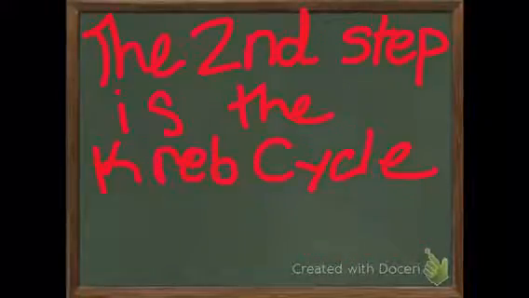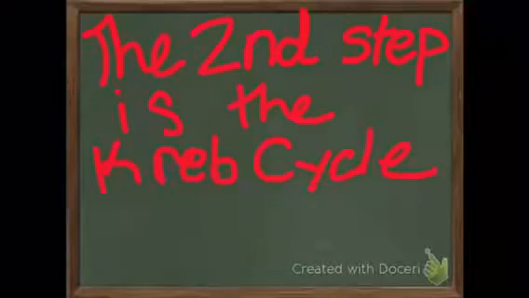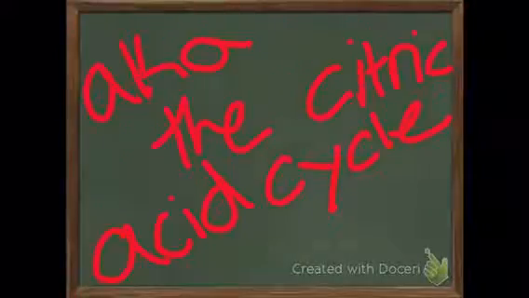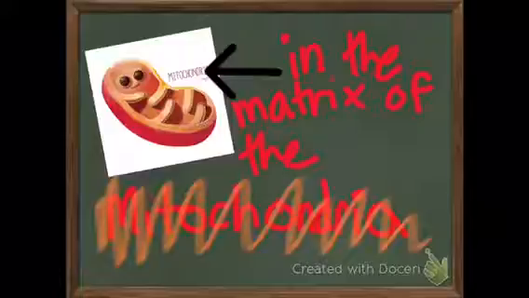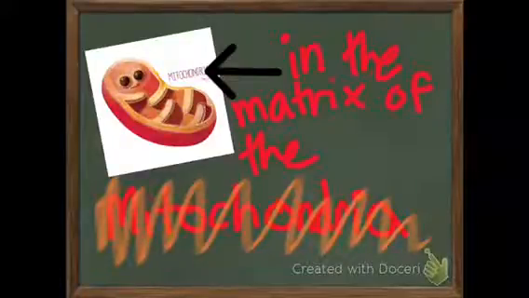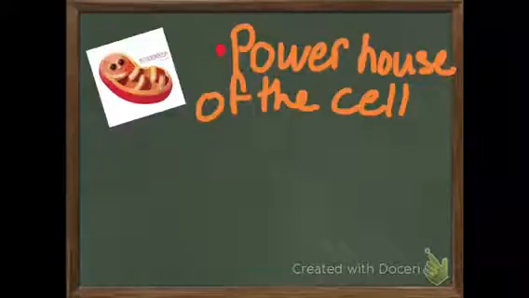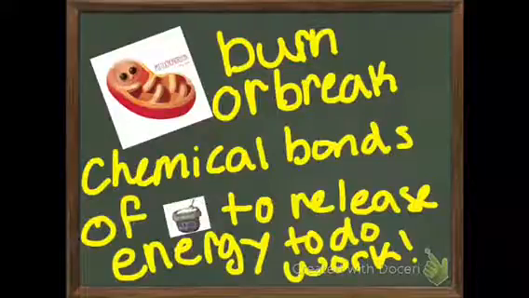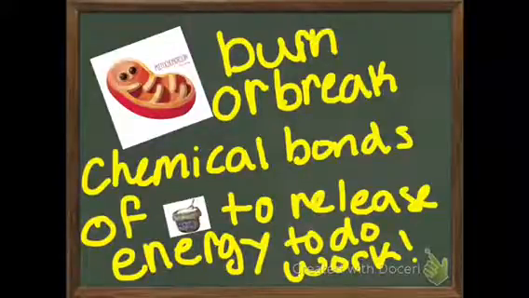The second step of cellular respiration is the Krebs cycle, also known as the citric acid cycle. This takes place in the matrix of the mitochondria. The mitochondria is the powerhouse of the cell because they burn or break the chemical bonds of glucose, aka sugar, to release energy to do work in a cell.